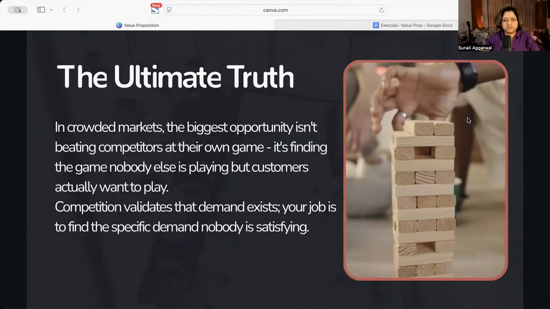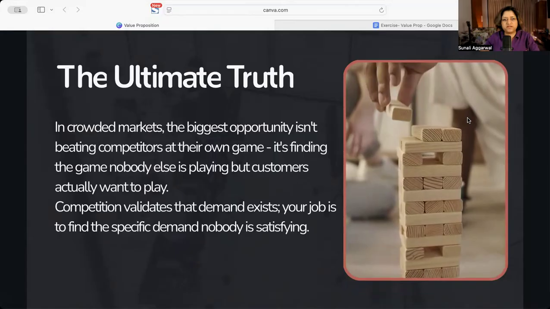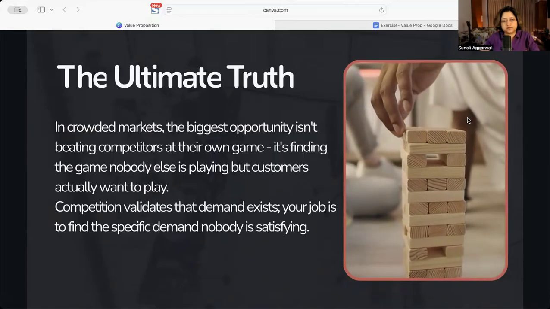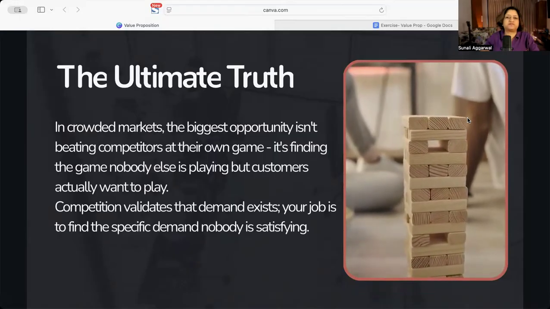In crowded markets, the biggest opportunity isn't beating the competition. It's finding the game nobody is playing. So competition validates the demand. Your job is to find some specific demand nobody is satisfying.